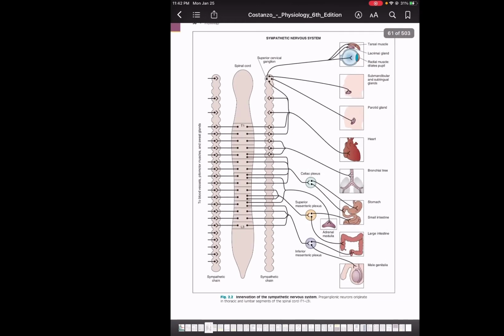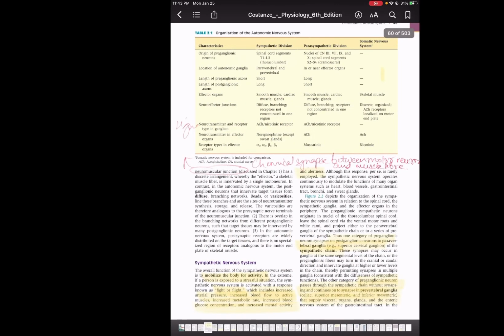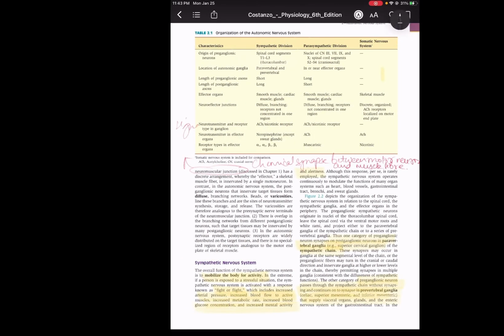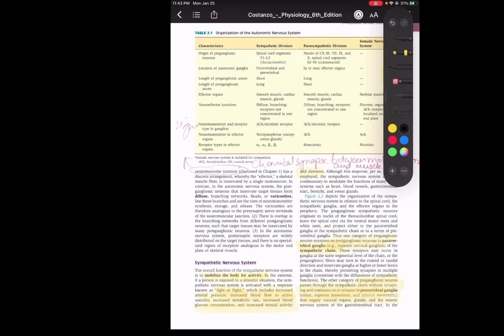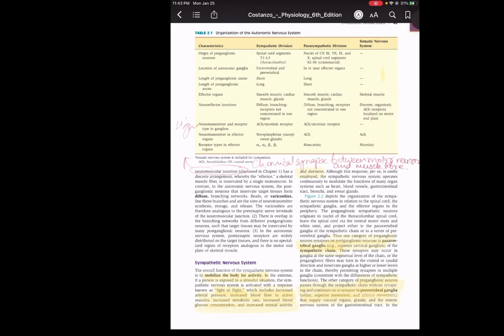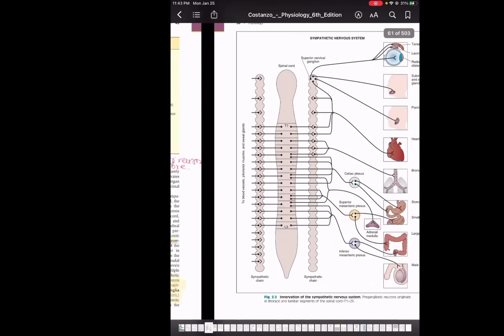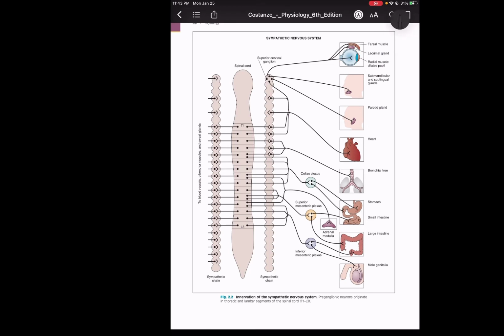Then we come to the third page of the sympathetic nervous system. They have explained it in a very diagrammatic way, showing the innervations, how it is innervated and where. So here you see the superior cervical ganglion. See here, they have shown this. Can you see? Yes, paravertebral ganglia. The superior cervical ganglia, they have shown it here.